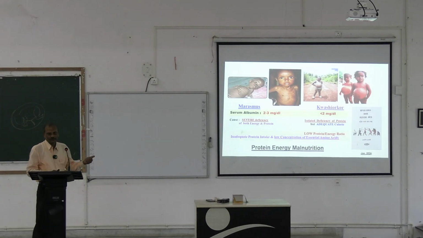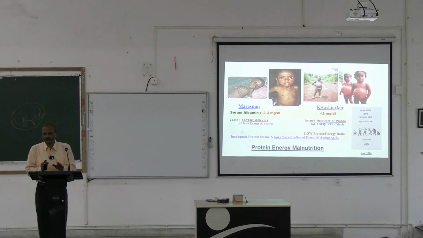You have seen my mother's picture. It is less than 2. It was 2. So with that amount, there will be swelling, and you can see the increased edema formation here in the Kwashiorkor, not in the marasmus. Protein energy malnutrition means malnutrition is there, energy deficiency is there, but in marasmus there is severe deficiency of both energy and protein.